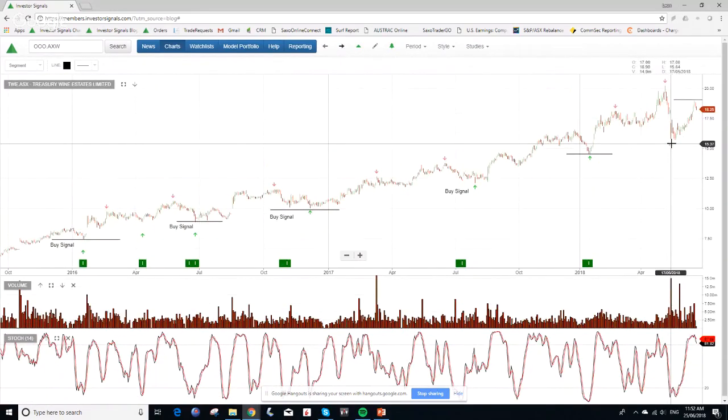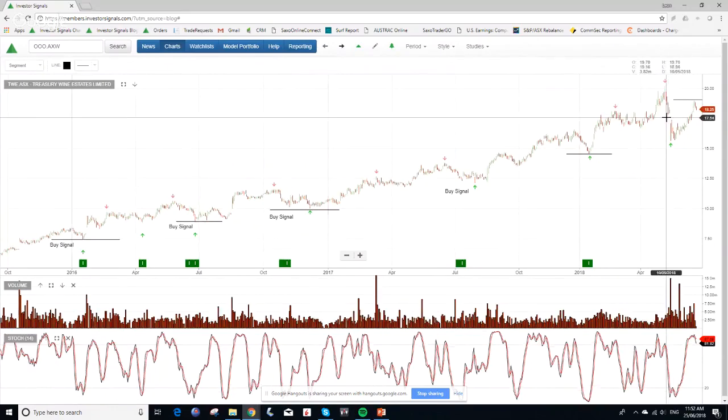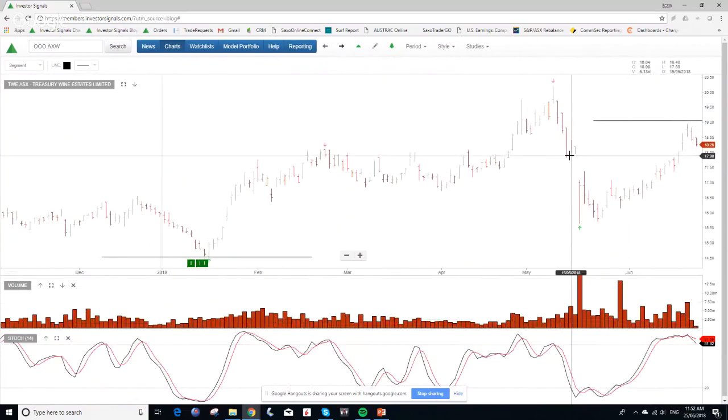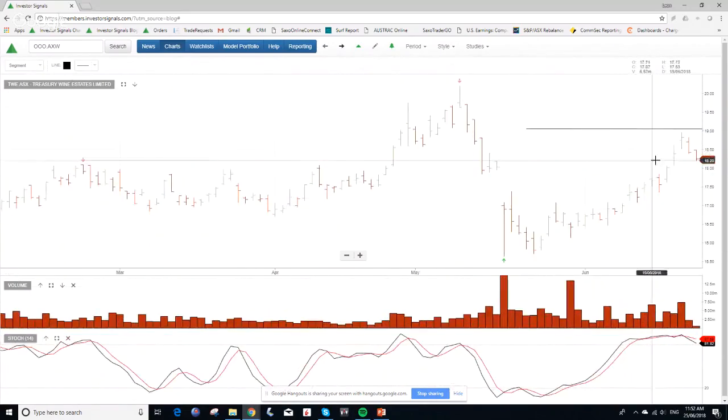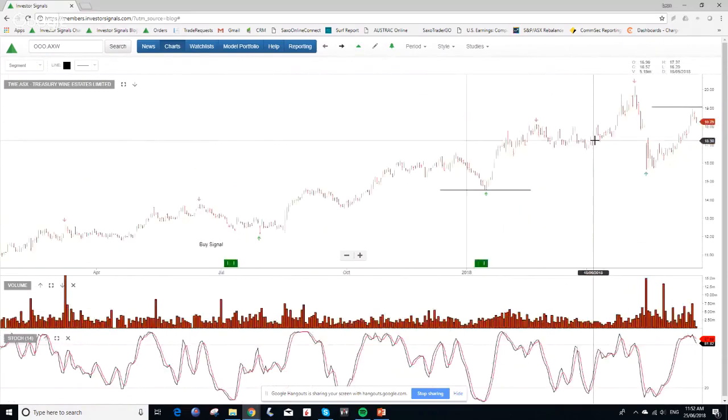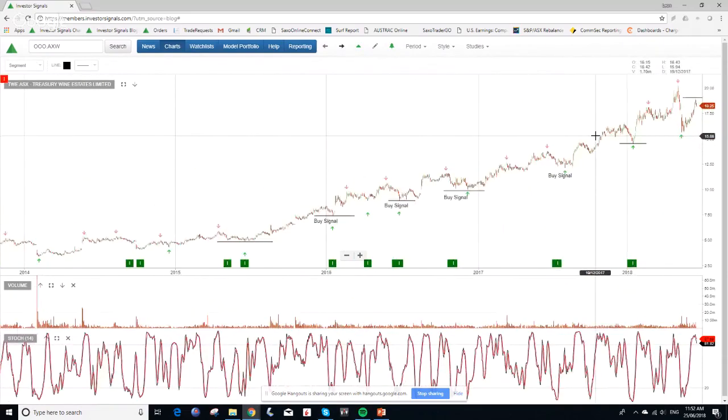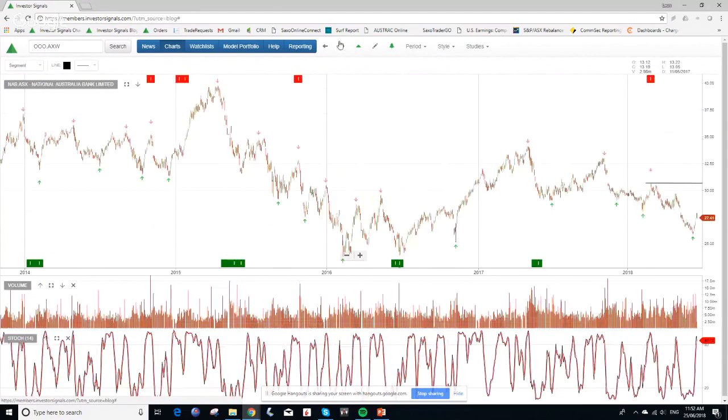Treasury Wines, we had been a buyer of this and we've taken profit. That was really just on the premise that it filled the price gap here to around $18. And we're a bit mindful of just how expensive the PE multiple is on Treasury at about 36 times earnings. That looks a bit too expensive.